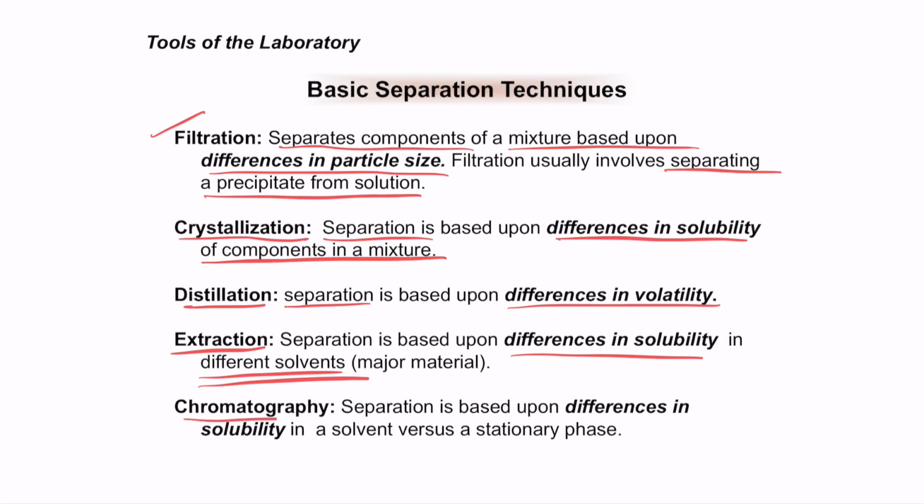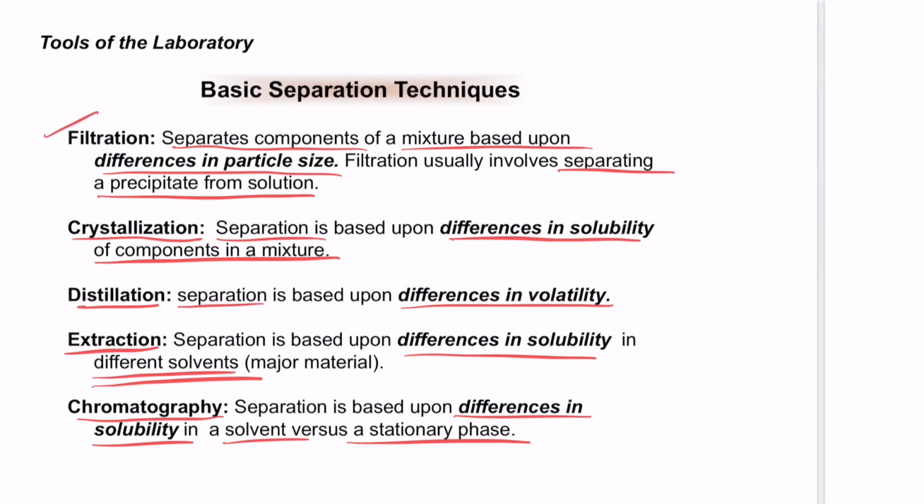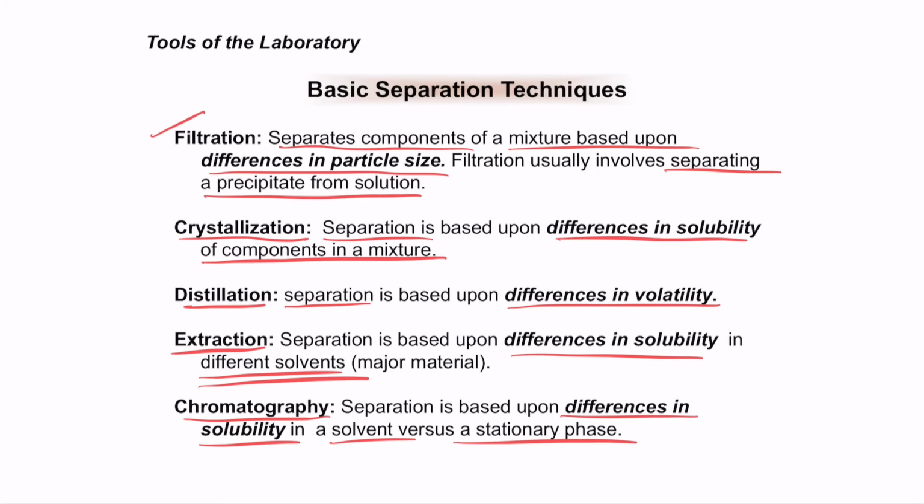The last one is chromatography. Chromatography is also based on solubility in a solvent versus a stationary phase. When you have a stationary phase of a substance and you shine light on it and it changes its phase, that is when you end up taking the changes. So with that we end chapter 2.